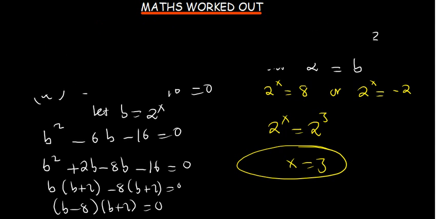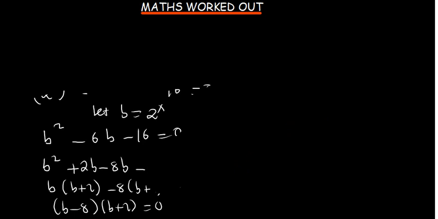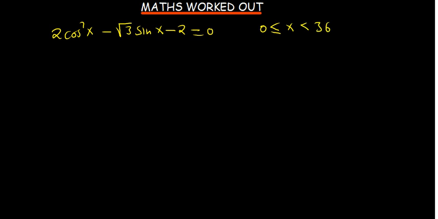Right. And then the other one on trig: solve the equation 2 cos squared x minus square root of 3 sin x minus 2 is equal to 0, given the range 0 is less than or equal to x, which is less than 360 degrees. To solve this one, you can't solve something that has got cos, sin, and also a constant.